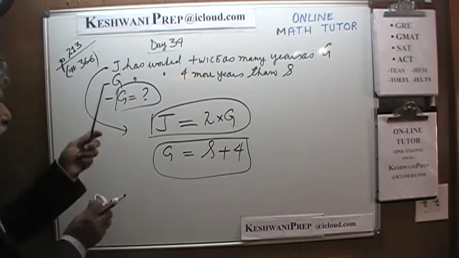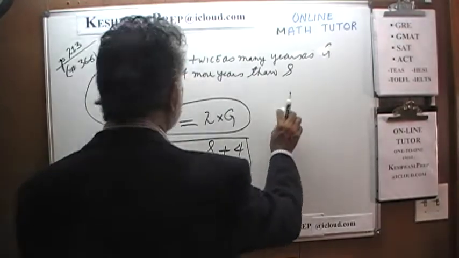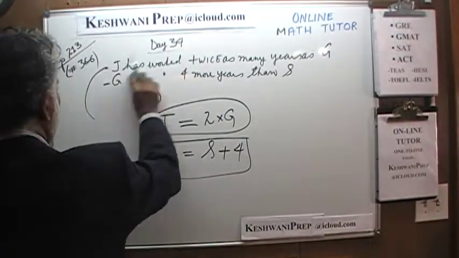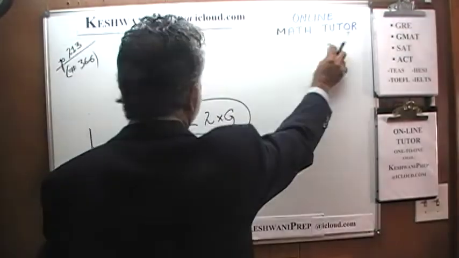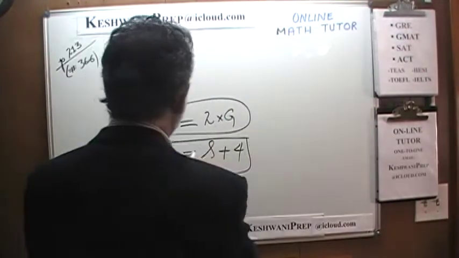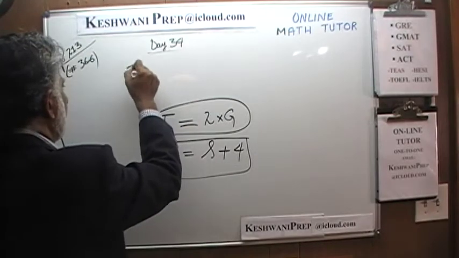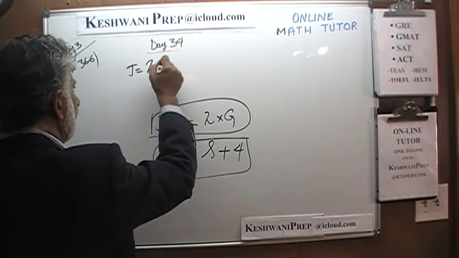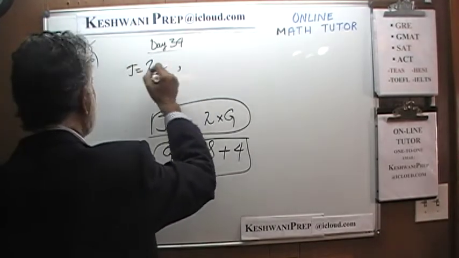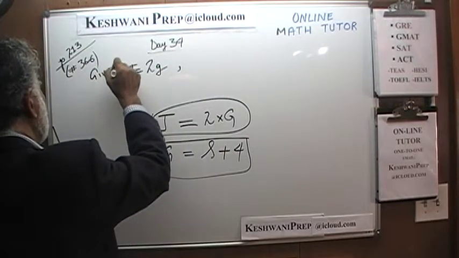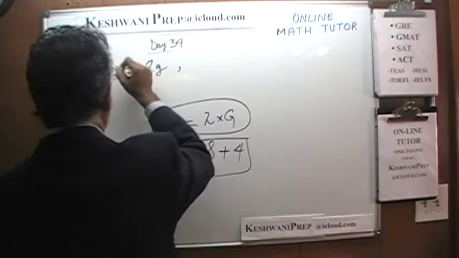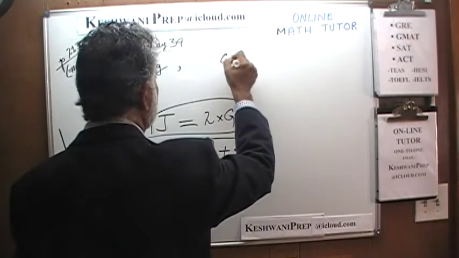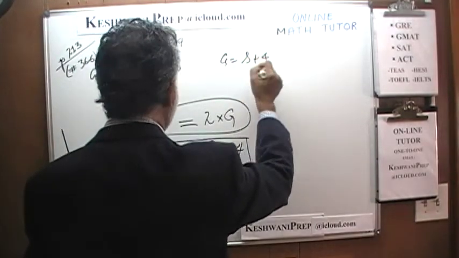There you go. Let's put these 2 equations on the top so we can use the space. Let's erase all of this. We're looking for G. I shouldn't have written them down like this. So J equals 2G. That is given to us. And G equals S plus 4.